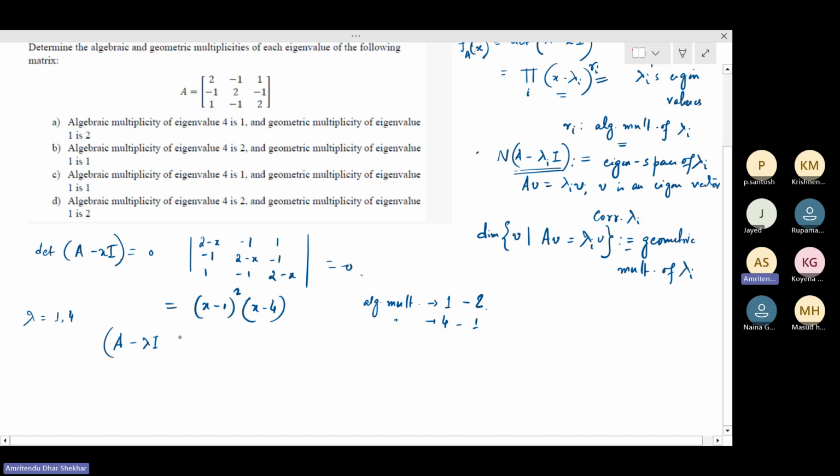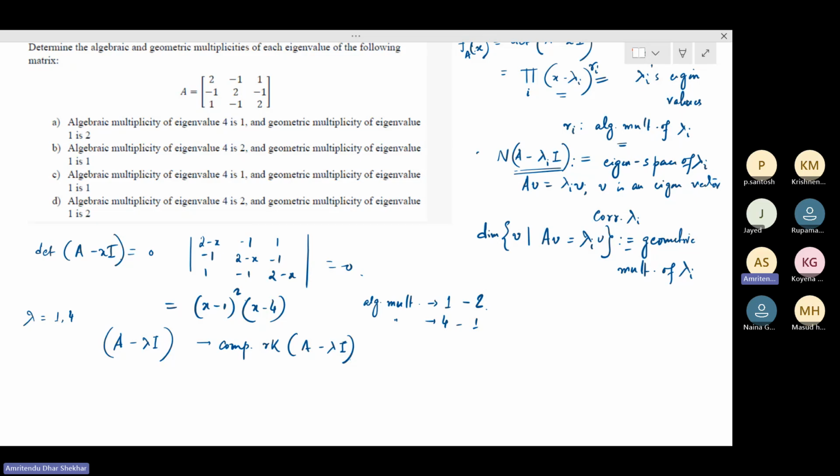So consider A minus lambda I, and try to compute the rank of this matrix. Now, the geometric multiplicity of this eigenvalue lambda will be equal to the nullity of this matrix. So once you know the rank, you know the nullity. The nullity would just be equal to the dimension minus the rank.